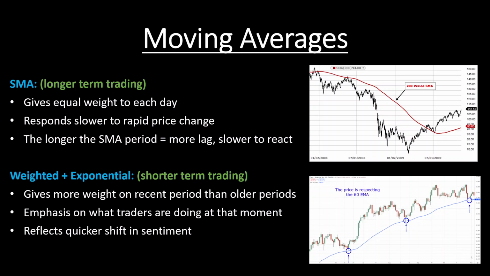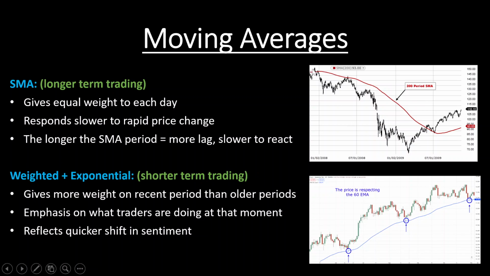So, the simple moving average is generally used for longer term trading. It gives equal weight to each day and responds slower to rapid price change. The longer the SMA period, more lag and slower to react. So generally, when you're trading, you'd use probably a 150 or 200 period SMA, and that would generally give you the kind of long-term trend of the market. And I think it acts as a key level of support and resistance.